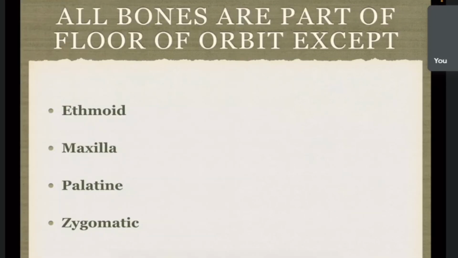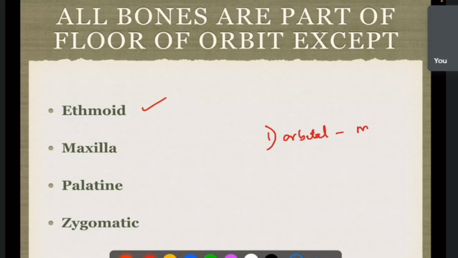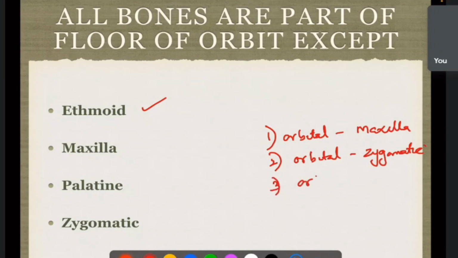All bones are part of the floor of orbit except? What are the bones forming the floor of orbit? Ethmoid. Yes, it is the ethmoid bone. The floor is formed by the orbital surface of maxilla, the orbital surface of zygomatic bone, and at the back a small area, the orbital process of palatine bone. So ethmoid will not come.